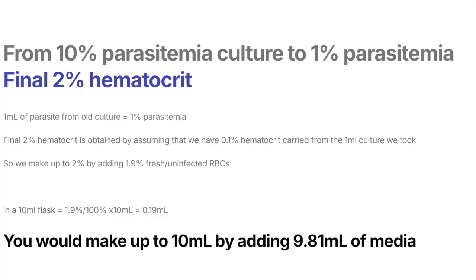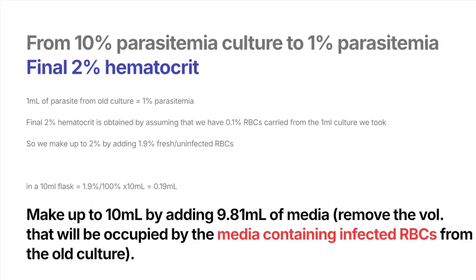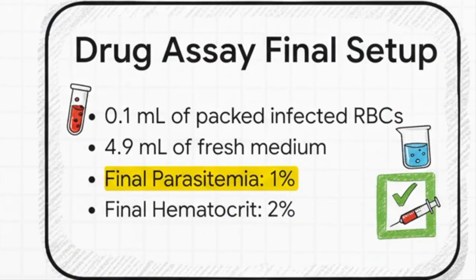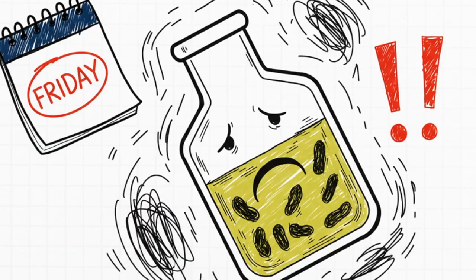So if we were to take the 0.19 milliliter, then we would add 9.81 milliliters of media. However, let's not forget the volume that would have been taken up by the infected red blood cells that we calculated for the 1% parasitemia, and remove that portion so that we end up adding 9.71 milliliters of our complete media. And now we will have our parasite at 1% parasitemia, and we're going to have 2% red blood cells or hematocrit.